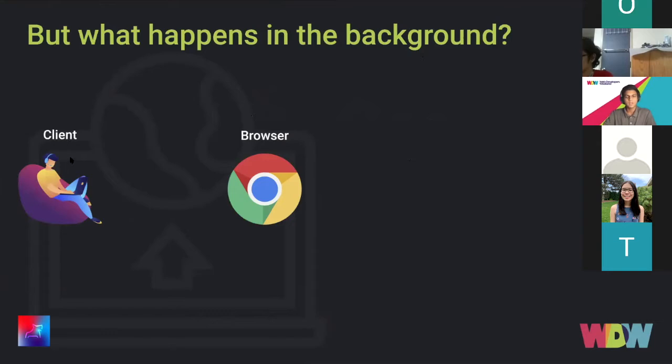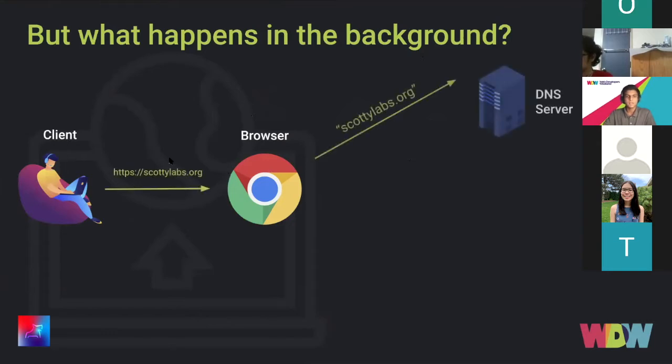When a client enters what's called a URL into a browser, the browser takes this URL and splits it up into a domain name, a protocol, and a path. In this case, the domain name would be ScottyLabs.org. The protocol would be HTTPS, which stands for Hypertext Transfer Protocol Secure. And the path in this case is not there. What happens is the browser takes the domain name and sends it to what's called a DNS server. A DNS server is kind of like an address book on the web, and it was implemented to make the web more user-friendly.